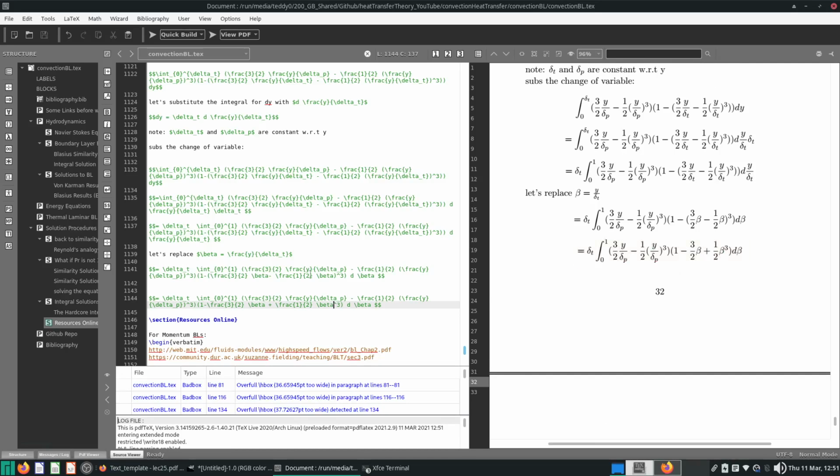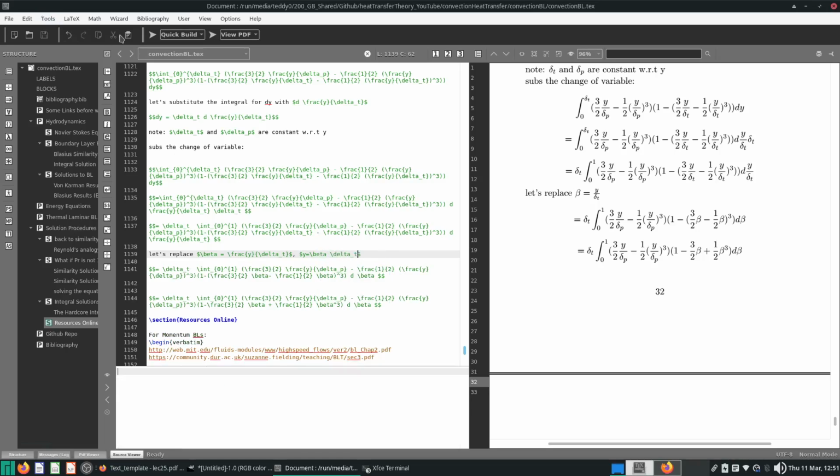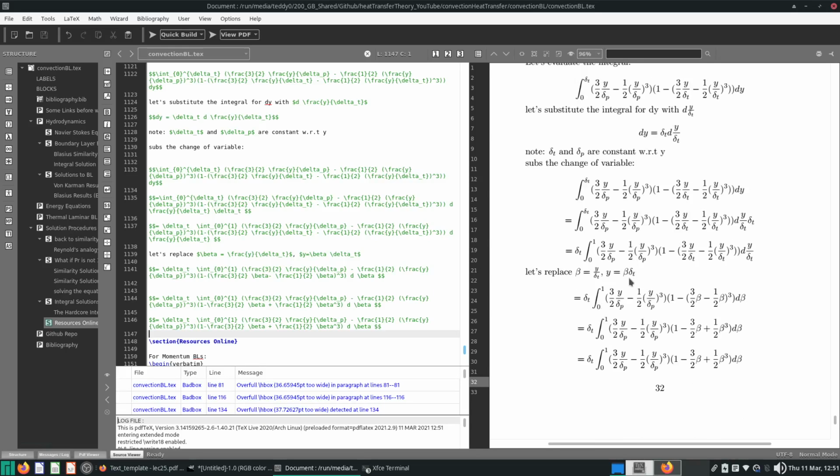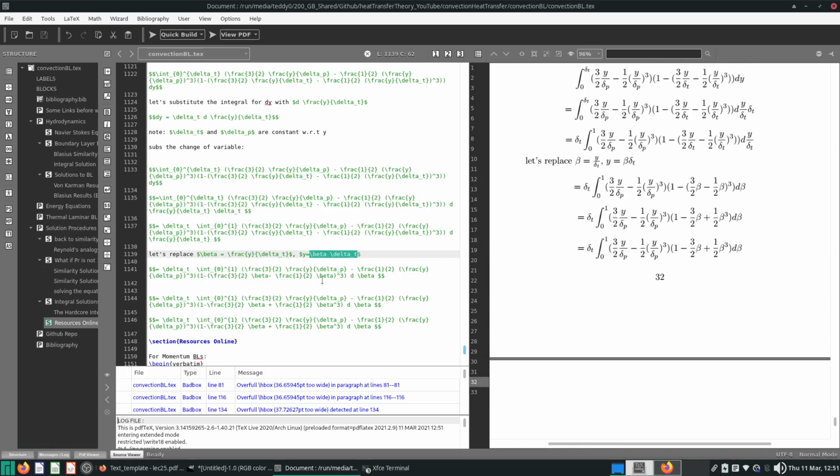If beta equals y over delta t, this also means that y equals beta delta t. So let's substitute y equals beta delta t in the next bit. Let's substitute beta delta t all throughout. Then you will have a very roughly simplified integral.